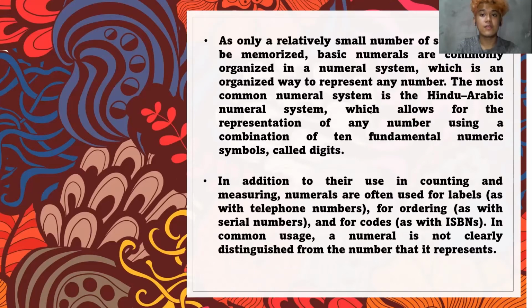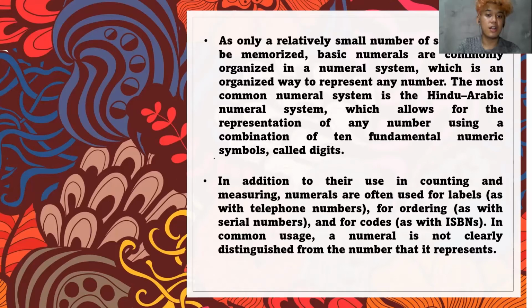As only a relatively small number of symbols can be memorized, basic numerals are commonly organized in a numeral system, which is an organized way to represent any number. The most common numeral system is the Hindu-Arabic numeral system, which allows for the representation of any number using a combination of 10 fundamental numeric symbols called digits.